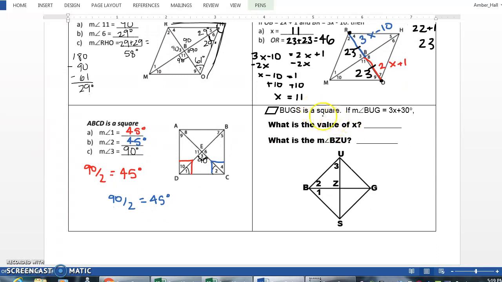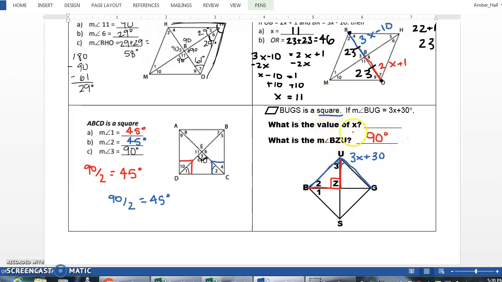Alright, BUGS is a square. If the measure of angle BUG right here is 3x plus 30, we need to find the value of x and the measurement of angle BZU. Well, first of all, BZU is in the middle. It's where the diagonals intersect each other. And I know that diagonals are perpendicular in a square, so therefore the measure of angle BZU, without having to do any calculations, is 90 degrees.